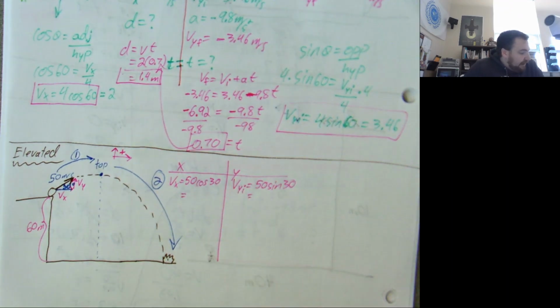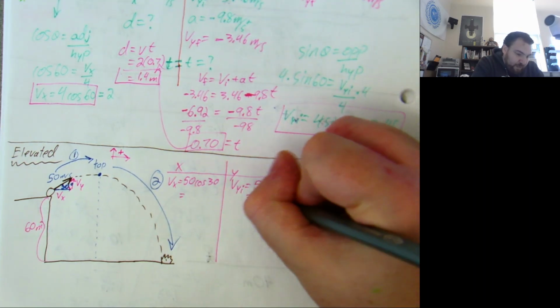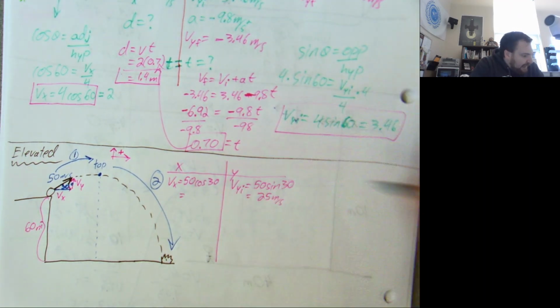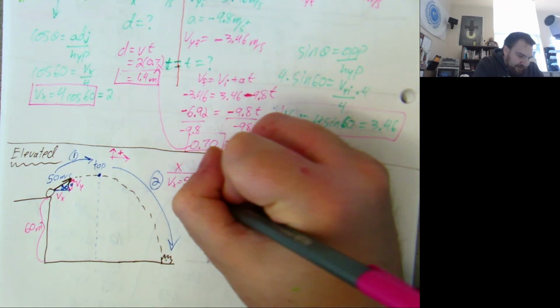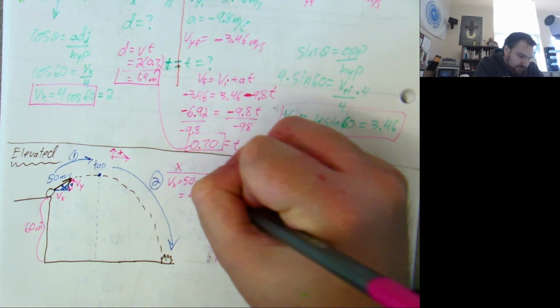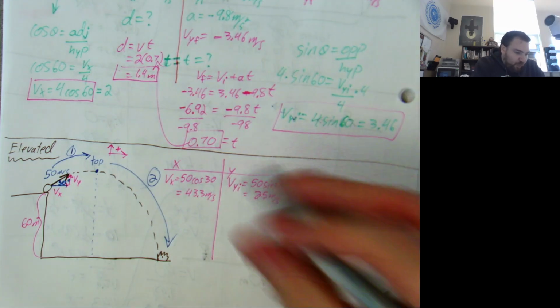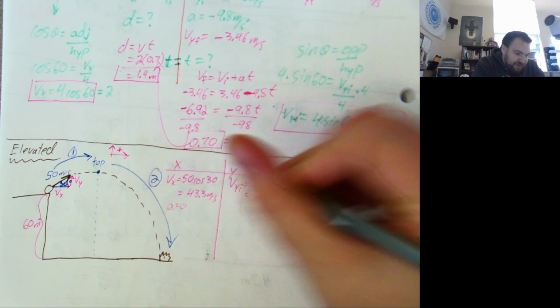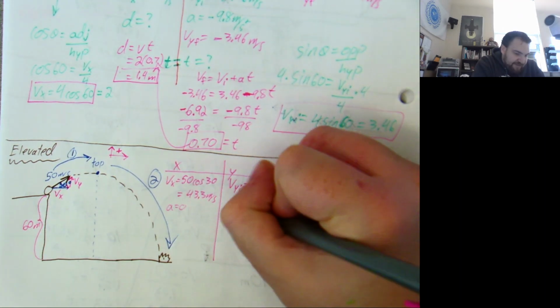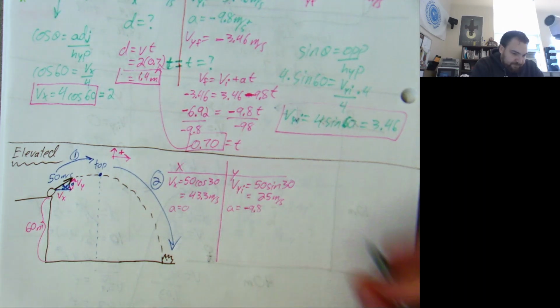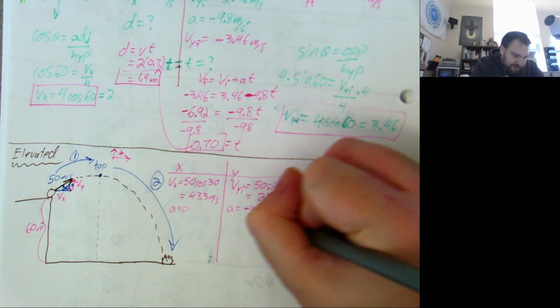So I'll give you the values for the sake of time. I've got these values calculated. 50 sine 30 is 25. That's your Vyi. And Vx is going to be 43.3. We know the acceleration horizontally is 0. The acceleration vertically is negative 9.8 meters per second squared.